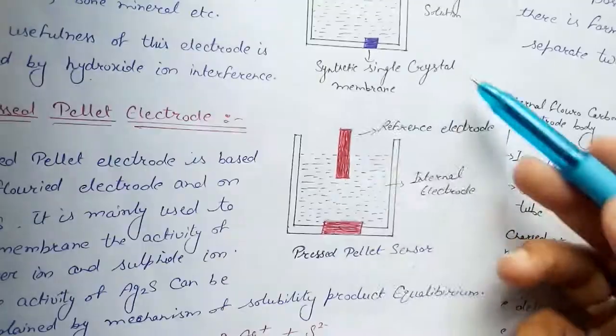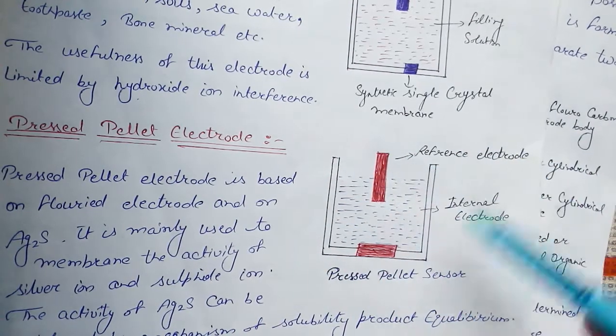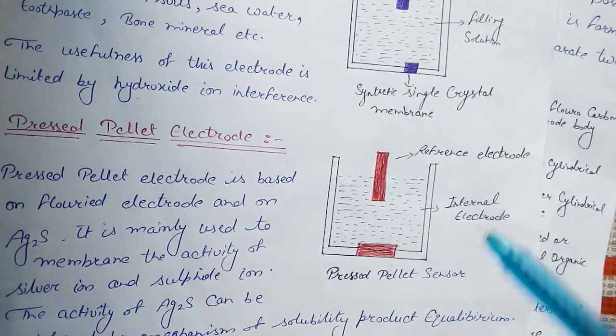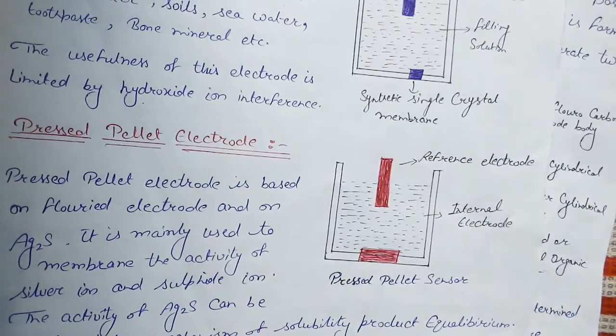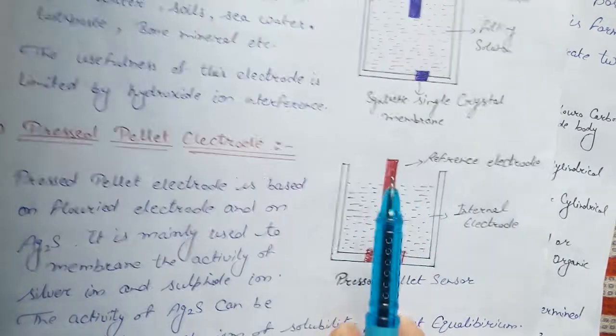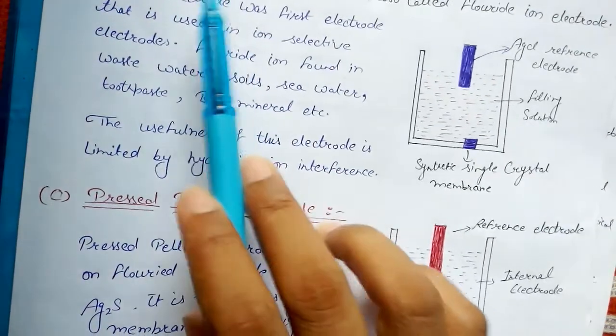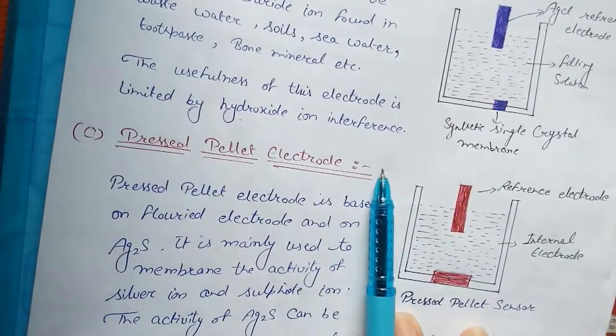Here is a diagram of the press plate electrode. It has the reference electrode, the internal electrode solution, and our press plate sensor, which will behave as a sensor, right? So this is our solid state electrode and its parts. First one was our precipitate electrode, second one was the crystal membrane electrode, and third one is the press plate electrode.